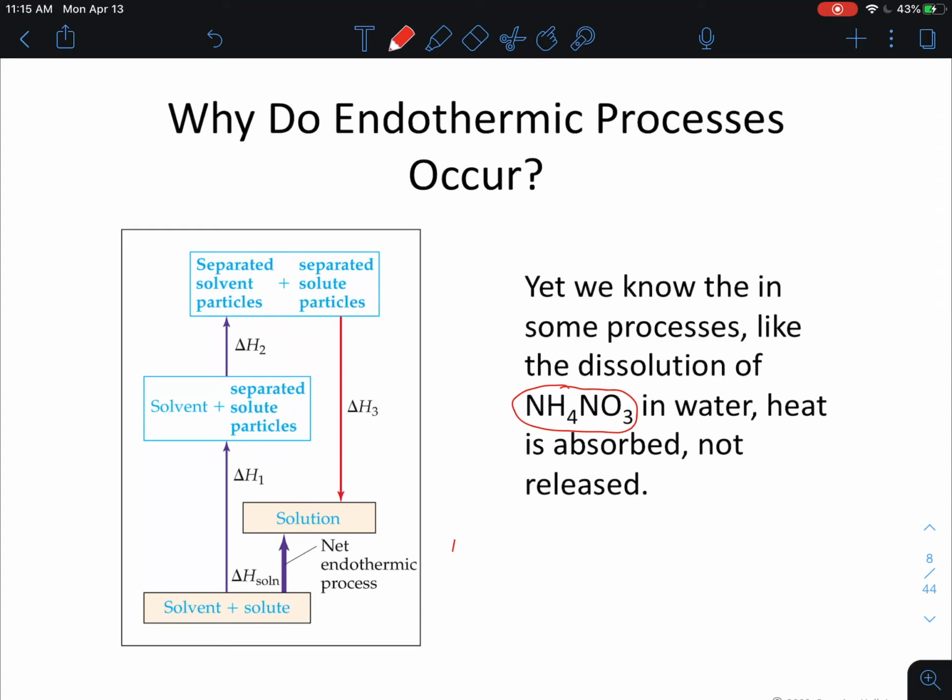So essentially we're saying this process, ammonium nitrate with water making ammonium aqueous and nitrate aqueous, we're going to say from our understanding that delta H is greater than 0. It's an endothermic process.